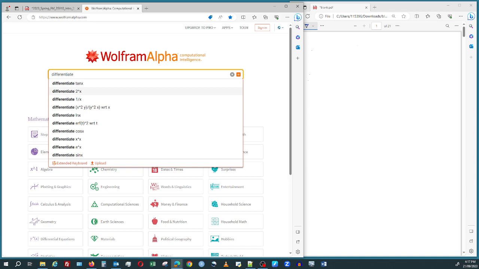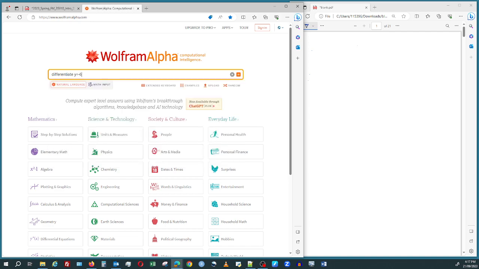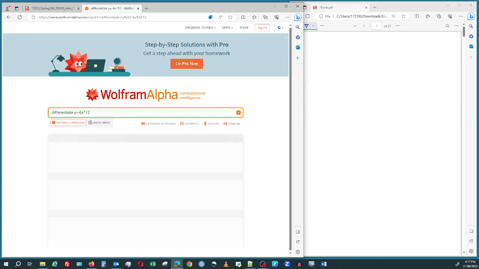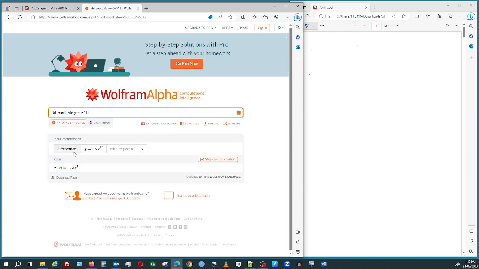So we're going to do y equals minus 6x to the power 12. I think that's what it was. Okay. So it's differentiating that term. Differentiate y equals minus 6x^12, giving minus 72x^11. So it's really quite straightforward.